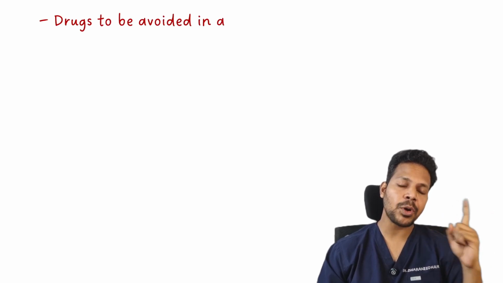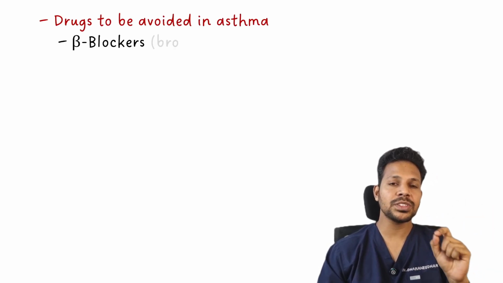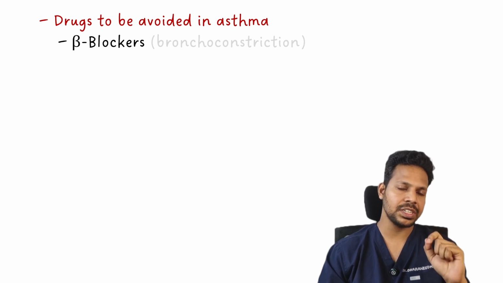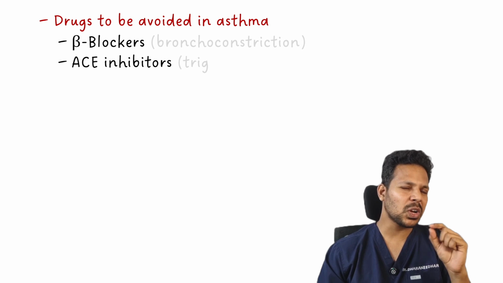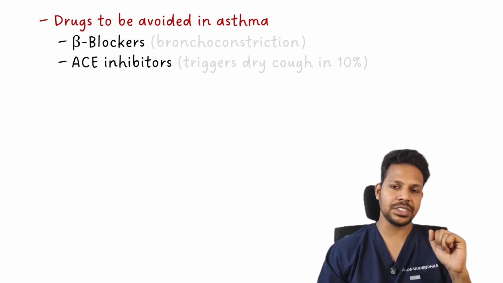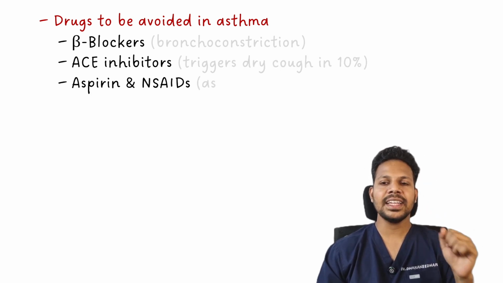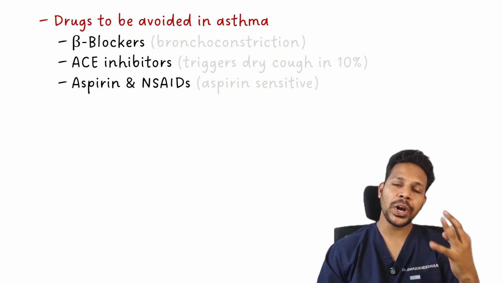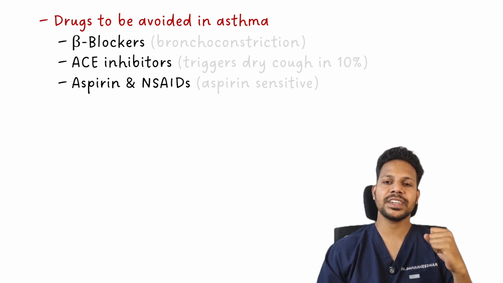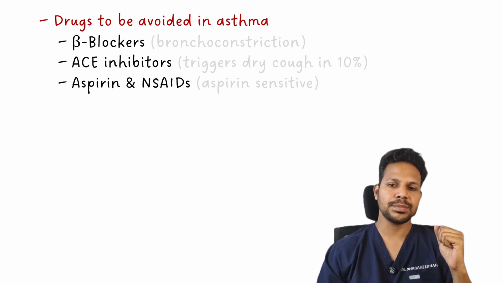What are the drugs to be avoided? You want to prevent the drugs that trigger bronchial asthma. What are they? Beta blockers, because they'll result in bronchoconstriction. You also want to prevent the usage of ACE inhibitors because they can trigger dry cough in certain patients. And aspirin and NSAIDs, because most of the patients can be aspirin sensitive. You want to avoid the usage of these three drugs in a patient of bronchial asthma.